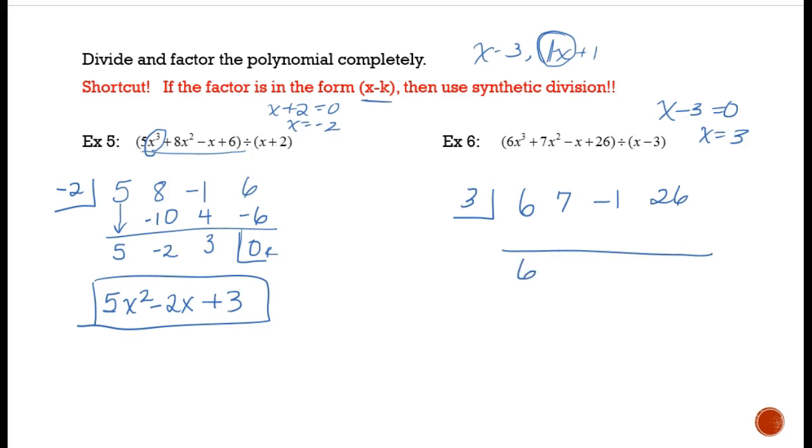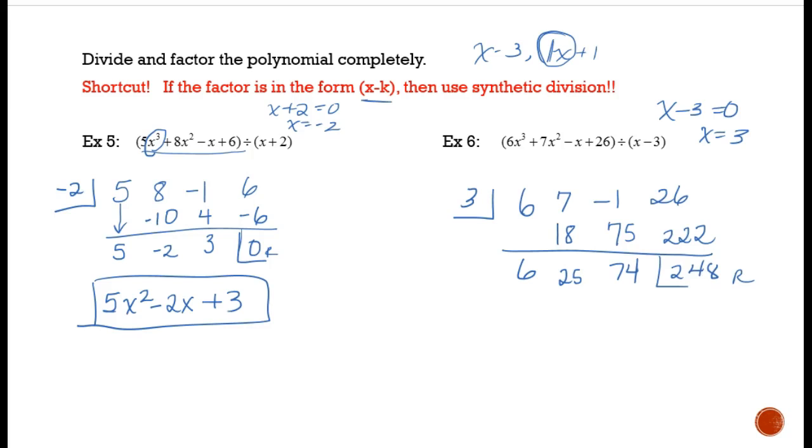Bring the 6 down. 6 times 3 is 18. 18 plus 7 is 25. 25 times 3 is 75. Plus negative 1 is 74. 74 times 3 is 222. Okay, and then I add these, and I get 248. Okay, so that's a remainder. This is the remainder.